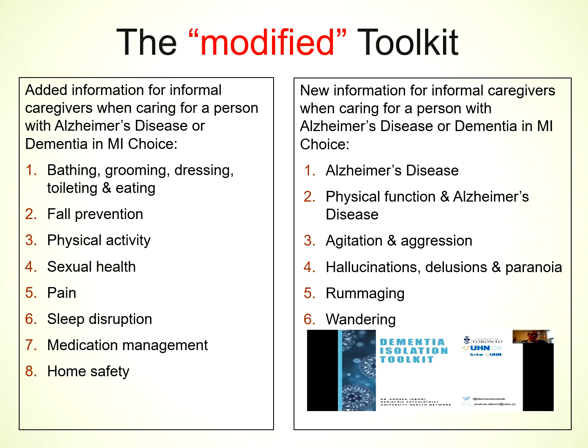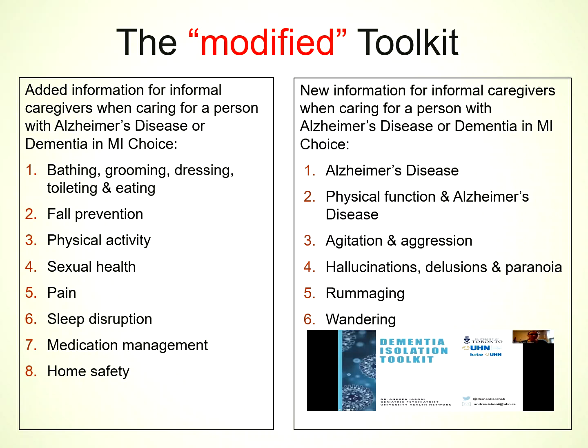So here's what we added to the modified toolkit. Sections on Alzheimer's disease or dementia in regard to bathing, grooming, dressing, and toileting, fall prevention, physical activity, sexual health, pain, sleep disruption, medication management, and home safety, because there are specific issues in regard to dementia and Alzheimer's disease that needed to be included.